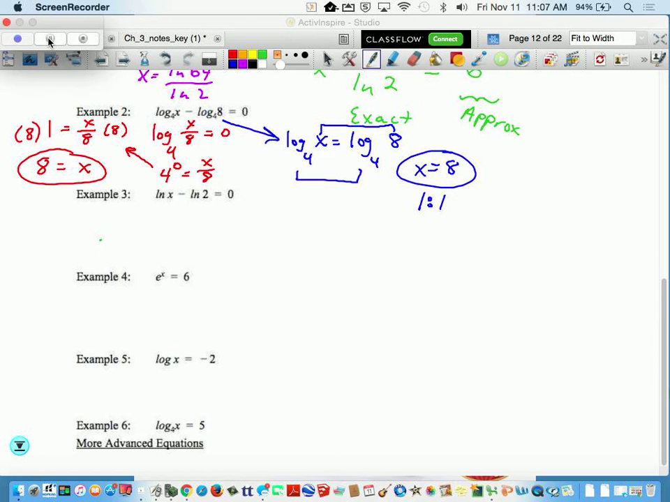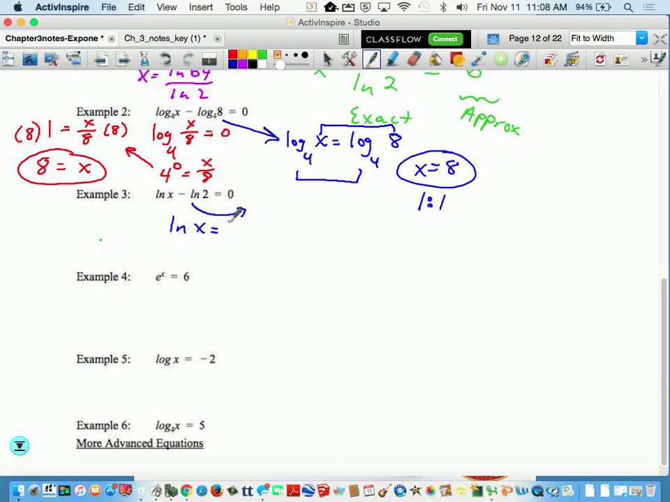Well, this one's almost identical to what we just did. Which method would you rather do, the red or the blue? Blue. Let's do the blue method again, because if I move that term over there, ln of x is equal to ln of 2. X has to be 2. Good.